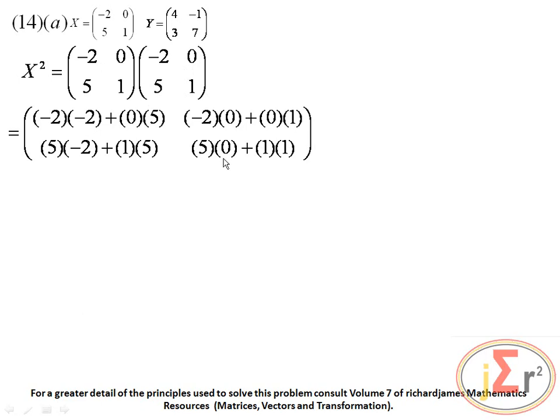Simplifying, this turns out to be 4. This is 0. So we have 4 here, 0 there. Then we have 0, 0. So we have 0. Then we have 5 times negative 2 is negative 10. Negative 10 plus 5 is negative 5. And of course, this one is 0. And 1 multiplied by 1 is 1.